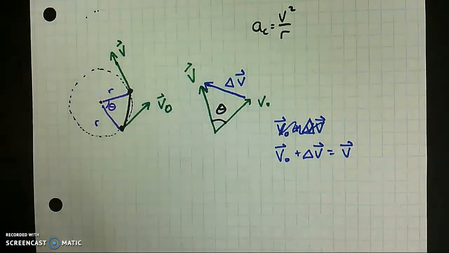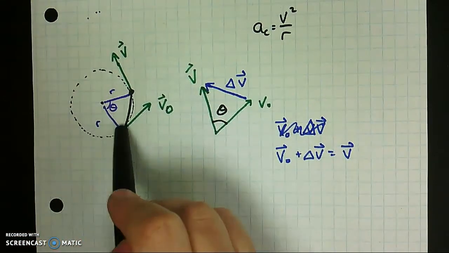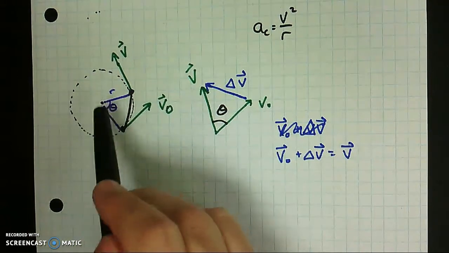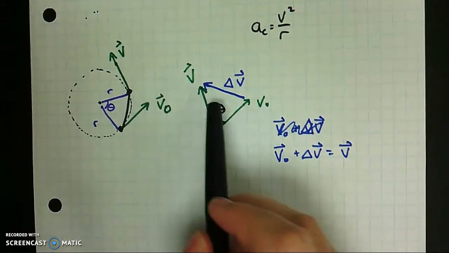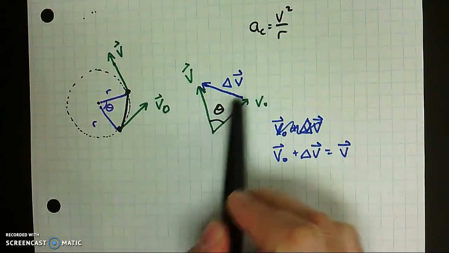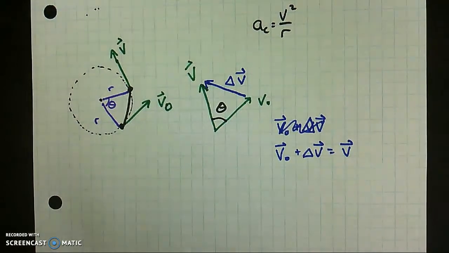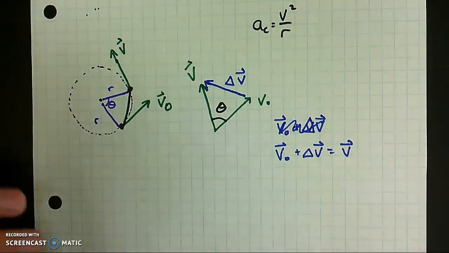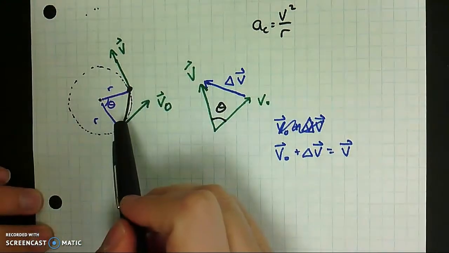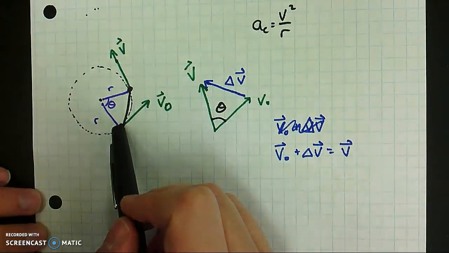Now look what we have here. We have two isosceles triangles, because the radii are the same length and an angle. And we have this isosceles triangle, because remember we said these two velocities are the same magnitude, and we have the same angle. Whenever you have that, you've got similar triangles. One thing that's nice about similar triangles is that their sides are proportional.